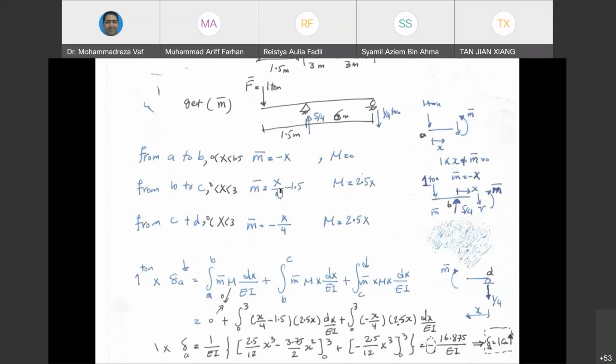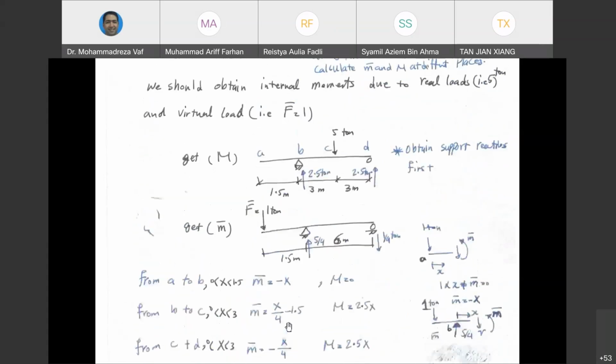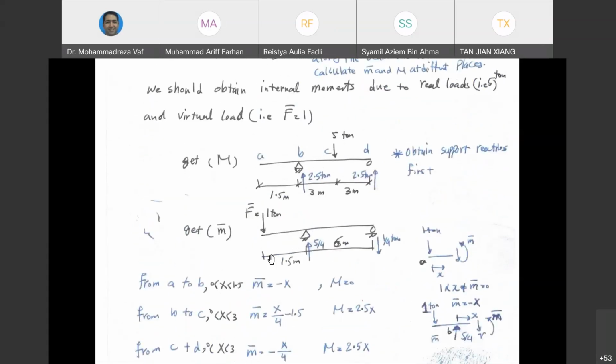And then we go to the second part. You need to multiply this one by this one, as you can see here. And B to C is from 0 to 3.